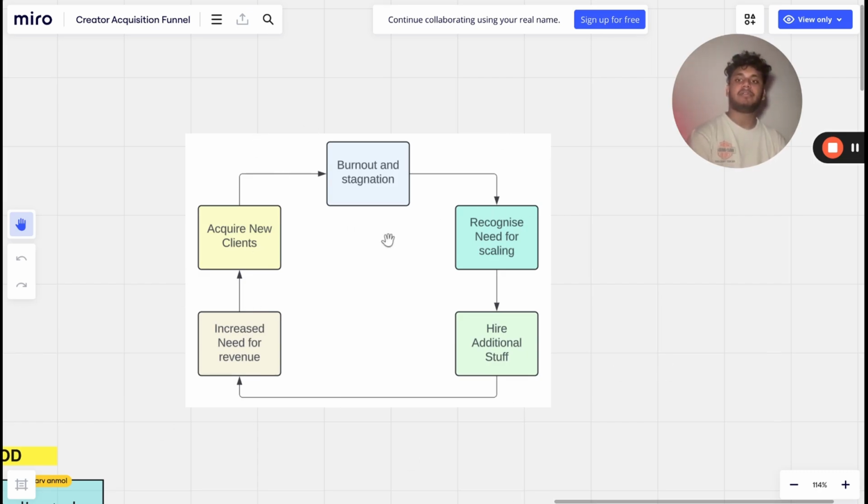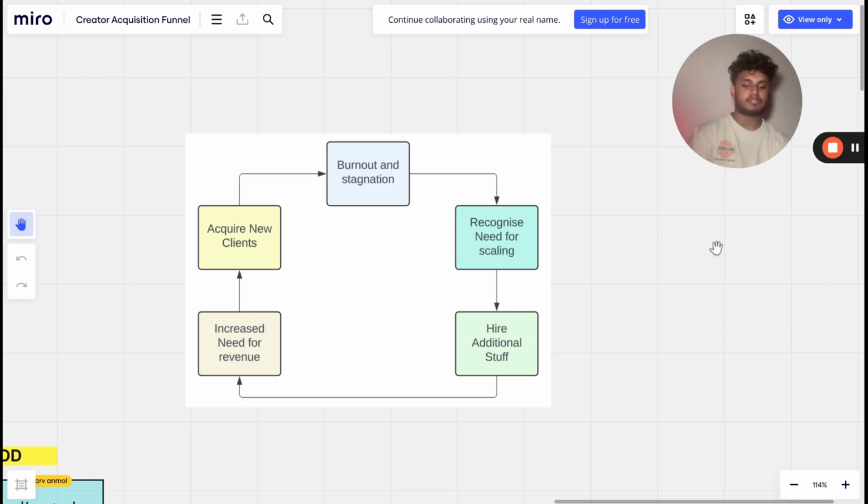But this is the standard model of any agency or coaching business, where if you need to scale, you need additional staff and team members. But to get additional team members, you need additional revenue, and to get additional revenue, you need new clients. So you're stuck in this loop, and in the end you get burnout and face stagnation. This must be happening with a lot of you who are trying to scale your agency but aren't able to, because all the time you want to scale, but to hire new people you need more revenue, and to get more revenue you need new clients, and you never escape this burnout loop.